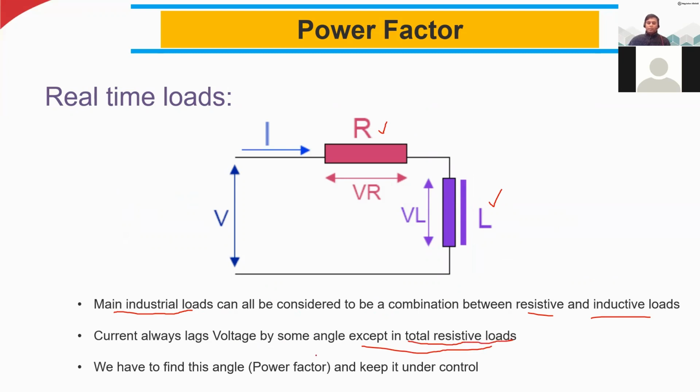But in practice, it's not possible. We always have some inductance property in the load. So we have to find this angle between the current and voltage and keep it under control. That is why we are talking about the topic called power factor. Power factor is a measure to identify and keep under control the angle between the voltage and current flowing in the circuit.